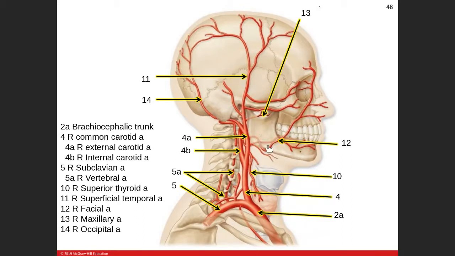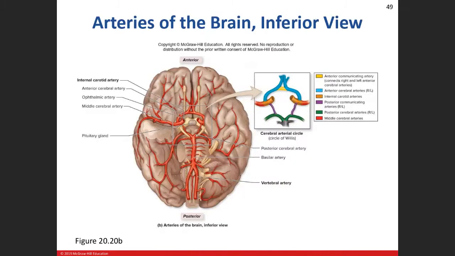That's another way that we used to tell which one was the facial and which of these arteries was the lingual artery. The facial artery had more turns and bends in it. Okay, so this is what we're going to be looking at here.